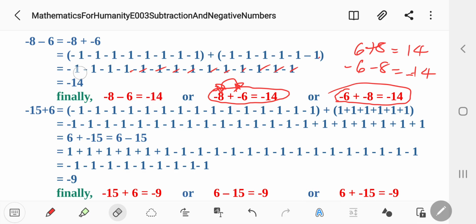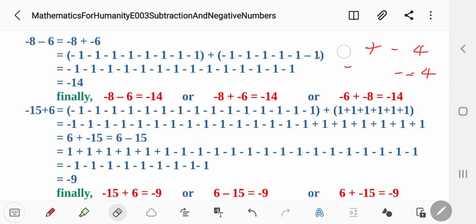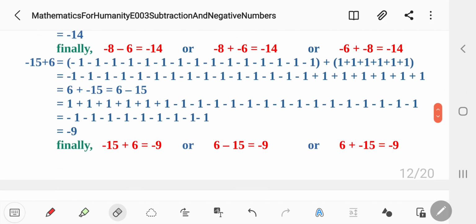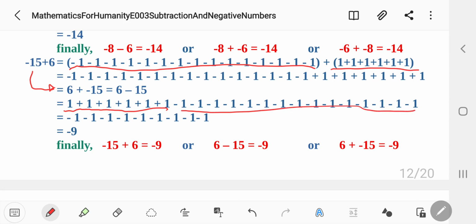So next one is negative 15 plus 6. You have to write 15 negative ones here, and then 6 positive ones there. This is also equal to 6 plus negative 15, or 6 minus 15. So you can write 6 positive ones here, and then 15 negative ones here.